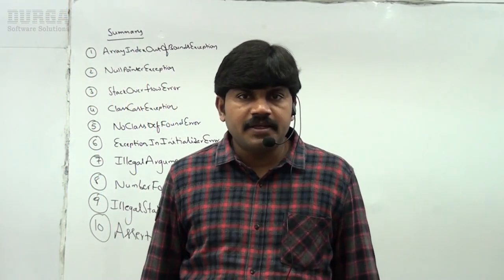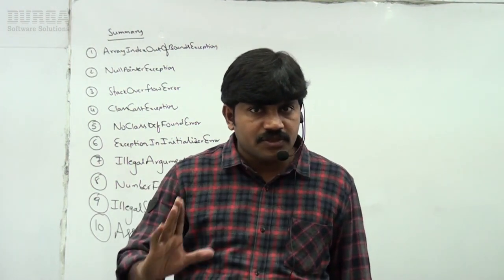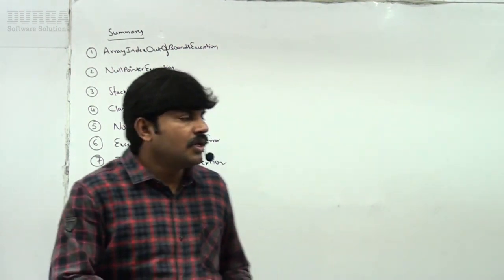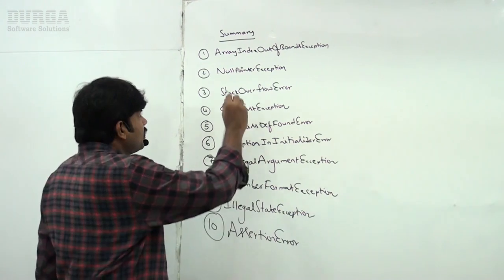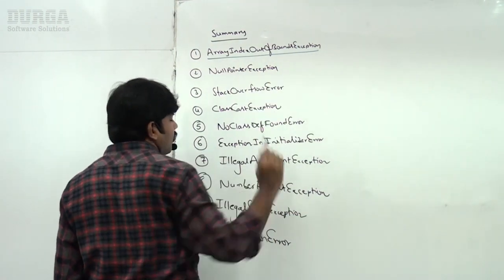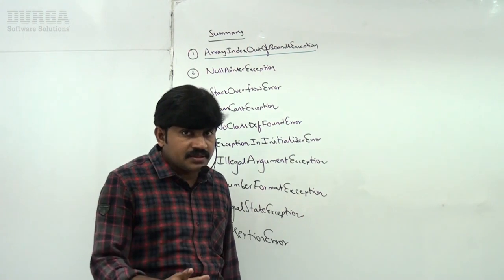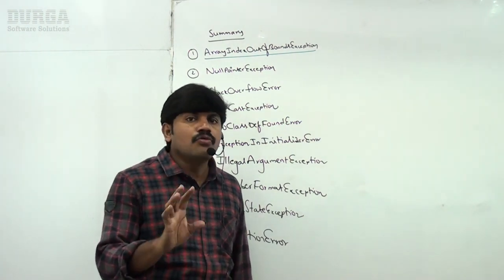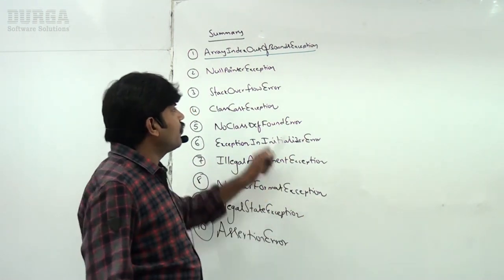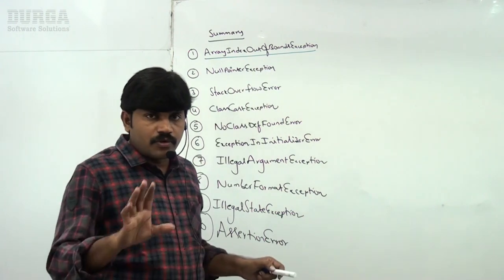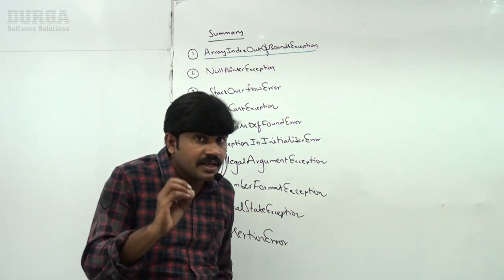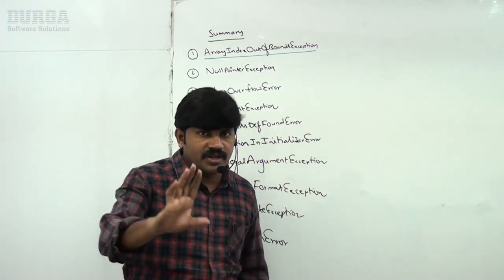Sir, let me summarize the top 10 exceptions we discussed in the last videos. Observe carefully, sir. The first one we discussed is array index out of bounds exception. Whenever we are trying to access an array element with an out of range index, then we are going to get what? Array index out of bounds exception.